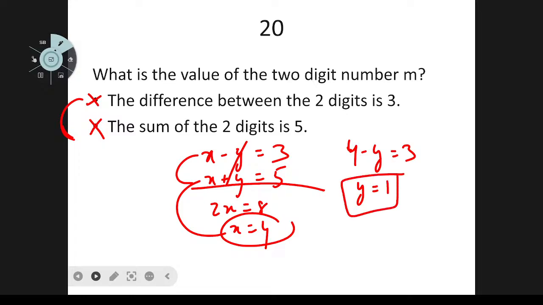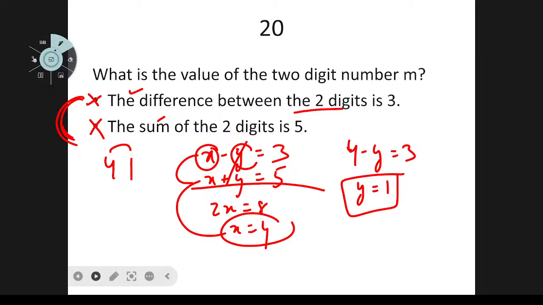Okay, so by using both the statements, did I get to the answer? No, I did not get to the answer because here the value can be 4, 1, right? Value can be 4 and 1 because x is equal to 4 and y is equal to 1. So here the difference between the two digits is 3. Correct, it is 3. The sum of the two digits is 5. Yes, it is 5 only.